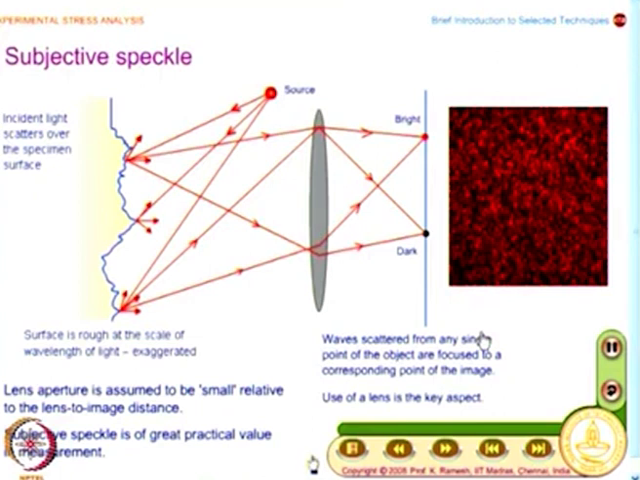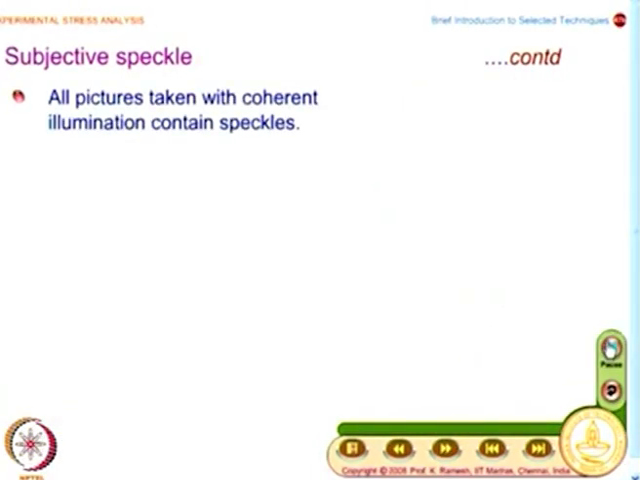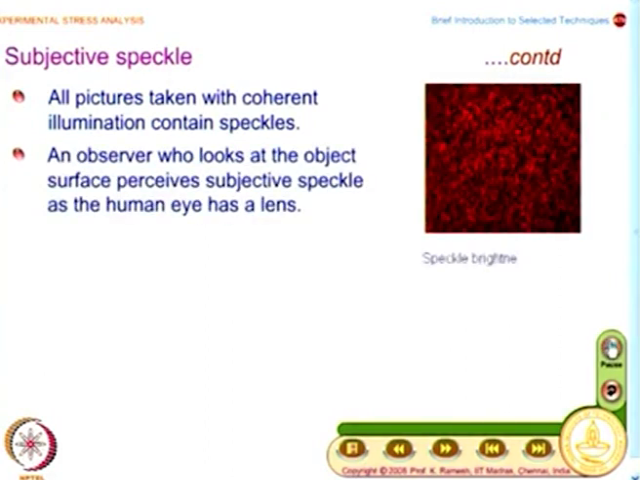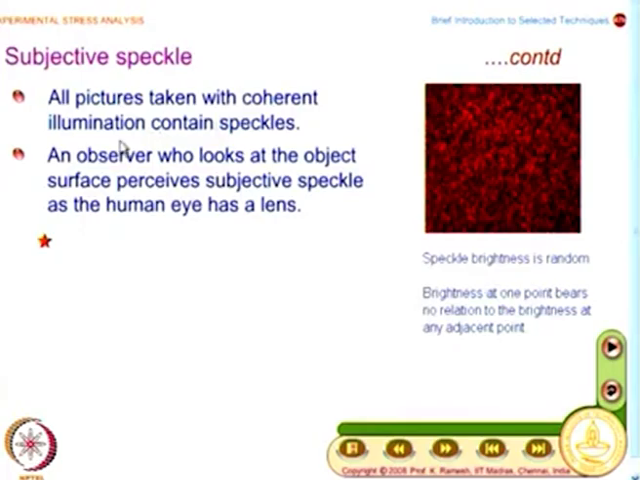So, the key point here is waves scattered from any single point of the object are focused to a corresponding point of the image. That is a key difference between objective and subjective speckle. So, I have a beautifully formed subjective speckle pattern, and when I look at the finer aspects of it, it is like this. So, what we summarize here is that all pictures taken with coherent illumination contain speckles. This is a fundamental point that we have been looking at.